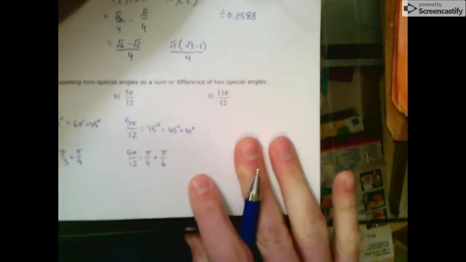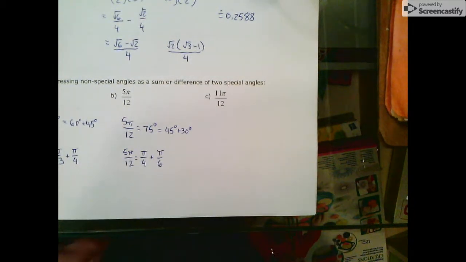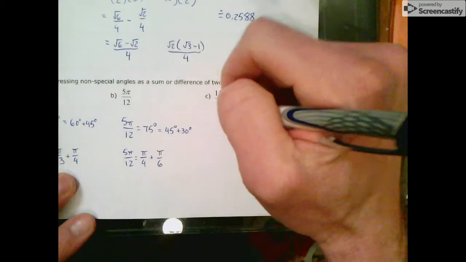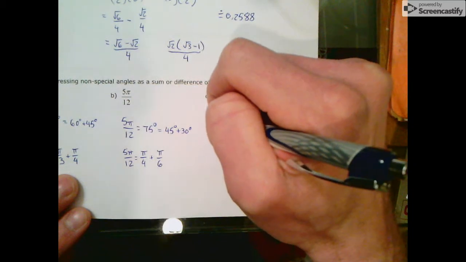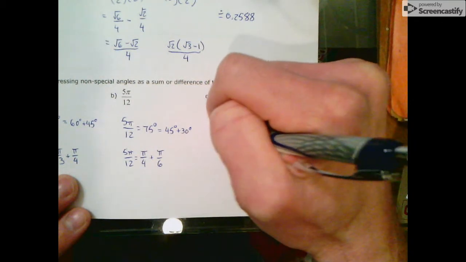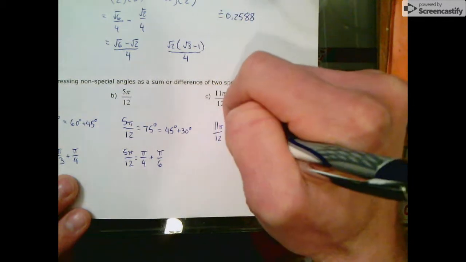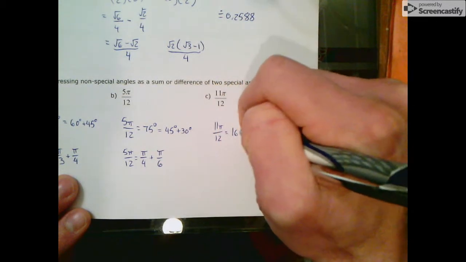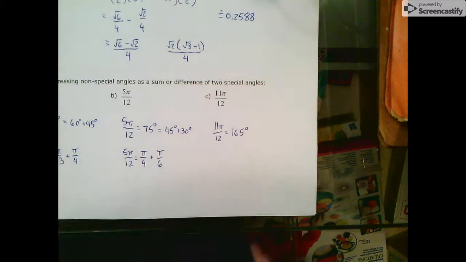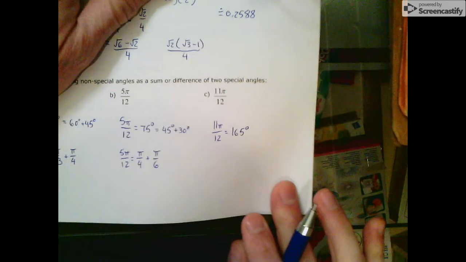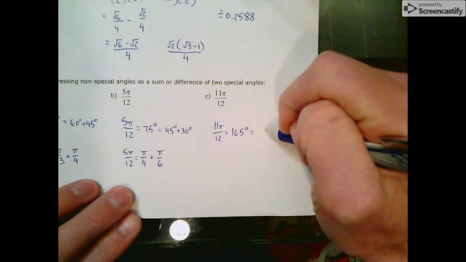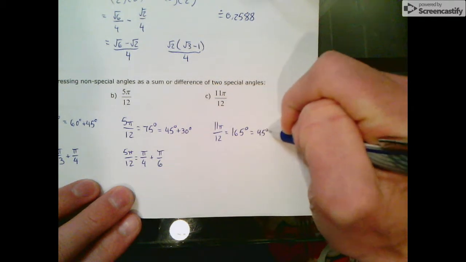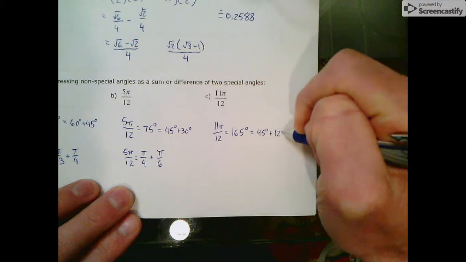Finally, 11 pi over 12. Well, we can write this one as an angle measure, I suppose. 11 pi over 12. There's actually a lot of different ways of doing this. This is only one way. That's 165 degrees. And again, we've got a 5 at the end. So that's again telling us that we've got a 45-degree angle in there. And so we've got 45 degrees plus 120 degrees.